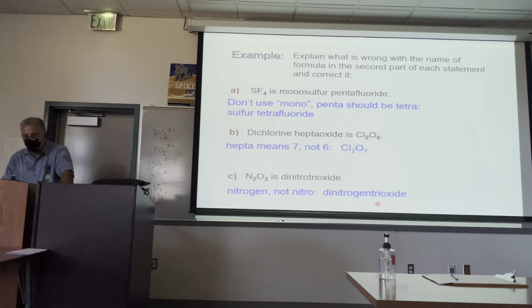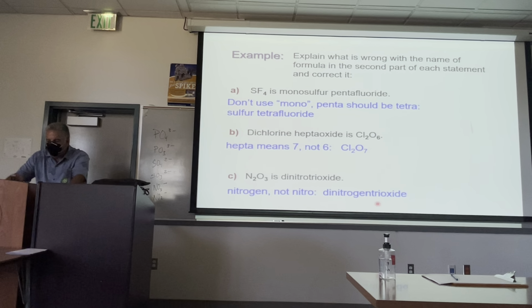So explain what is wrong with the name or the formula in the second part of each statement and correct it. So SF4 is monosulfur pentafluoride. No, we don't use mono in the first word. Now, I'm not gonna do this, right? I don't. Again, this is just trickster type stuff. And I'm a joker, but not that kind. Dichlorine heptaoxide is Cl2O6. Hepta means 7, right? So we have to know that. And then these are just things to pay attention to. Again, I'm not gonna try to trick you. I don't think that's necessary. And it really doesn't do anything for your thinking ability.